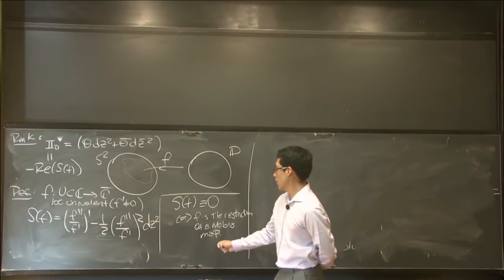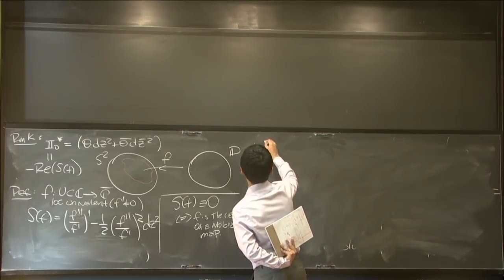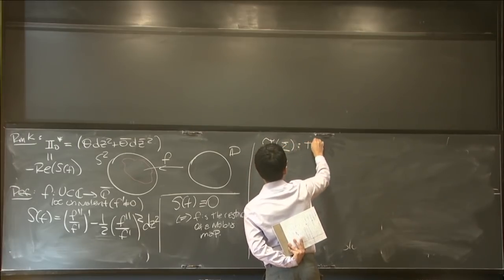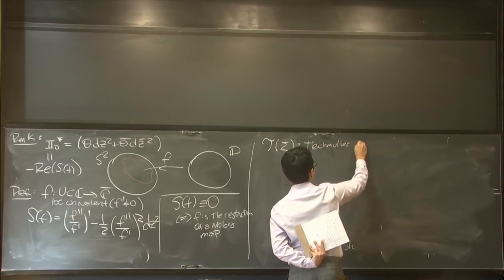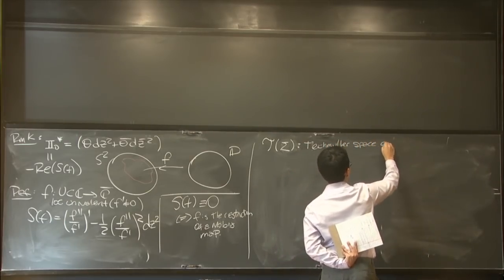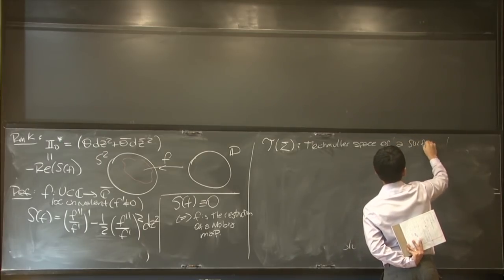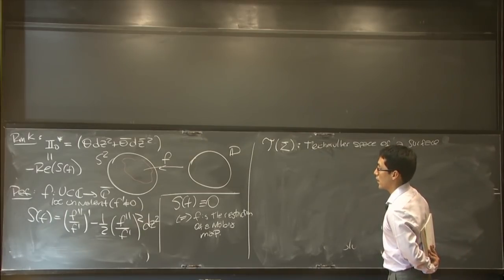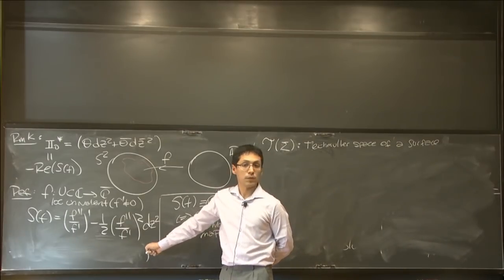So why is this useful? Well, it's because, in particular, if we look at this defined as the Teichmüller space of a surface, you can identify the cotangent space with such forms.